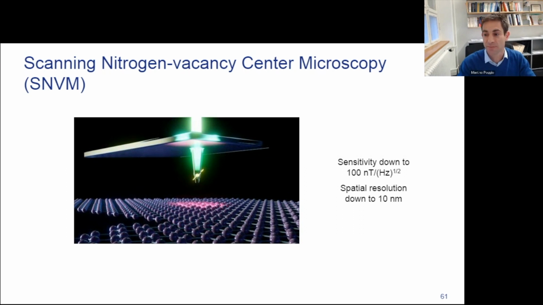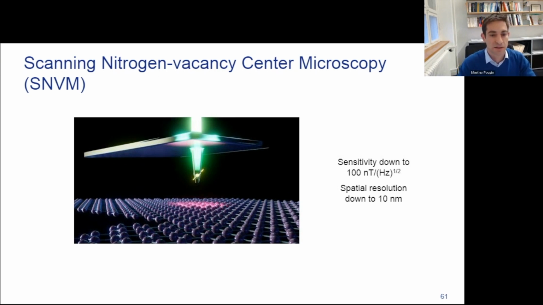that atomic position. Now, this is really a very attractive technique because these defects can be implanted really very close to the surface of the tip, meaning that this effective sensor size can be very small, on the order of 10 nanometers, really one of the smallest effective sensor sizes that you can have. And it is very, very sensitive. It can reach down to 100 nanotesla per root hertz. So again, competitive with the other techniques that we've been discussing.